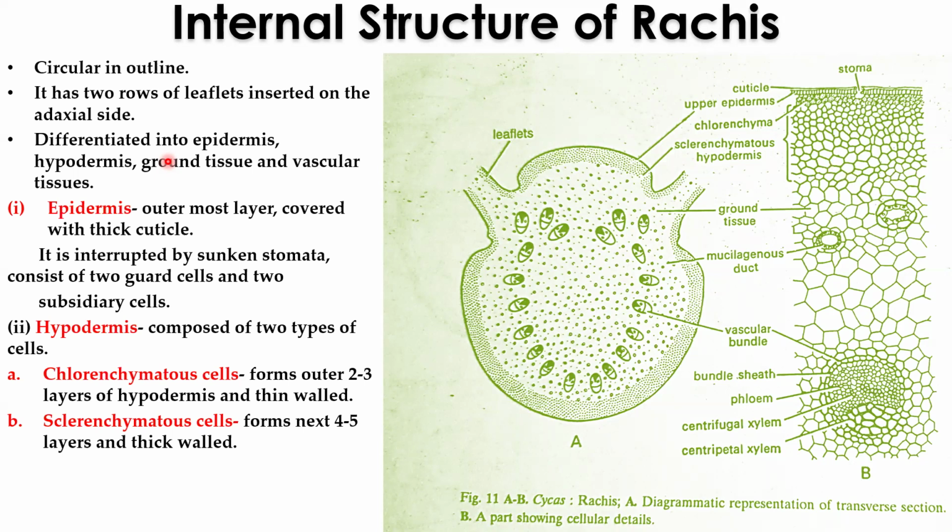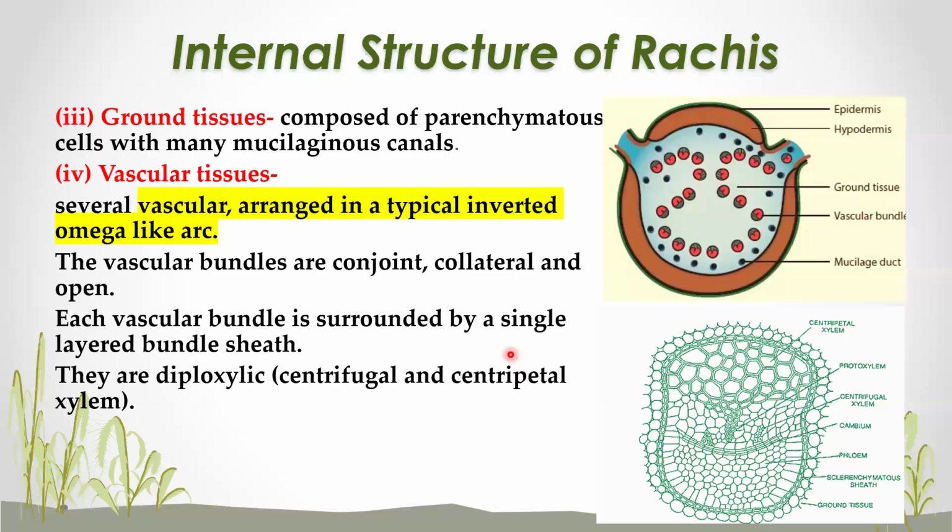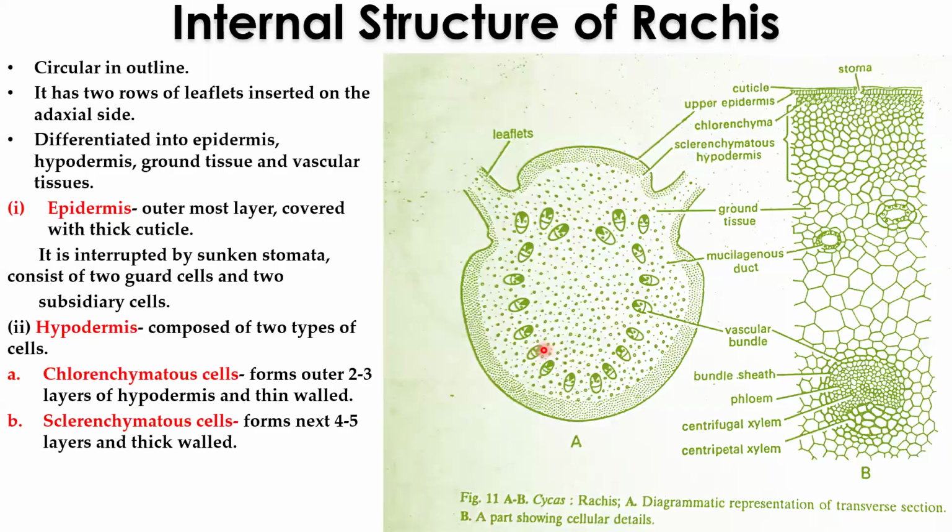Hypodermis is made up of two types of cells, as you can see in the diagram, chlorenchymatous cells followed by sclerenchymatous hypodermal cells. Ground tissue is composed of parenchymatous cells and it is traversed by many mucilaginous canals or ducts. There are vascular bundles present in the ground tissue. Here the vascular bundles are arranged in an omega-shaped arc-like structure, and this arrangement is a very characteristic feature present in cycas.